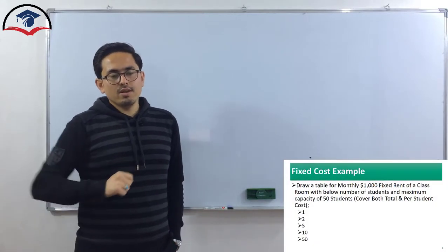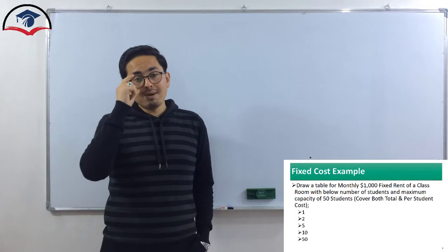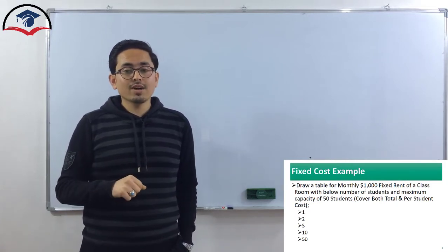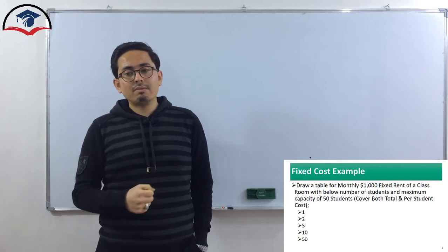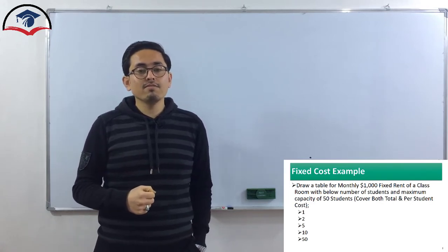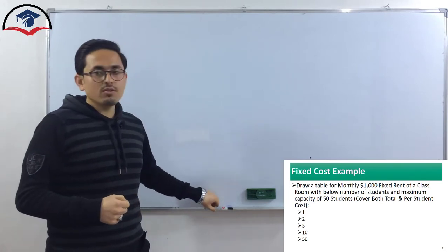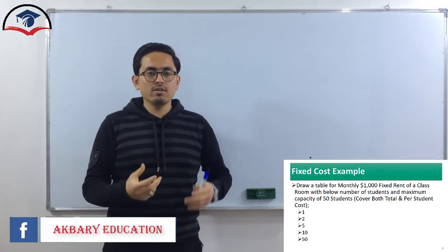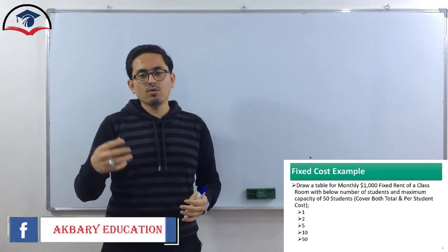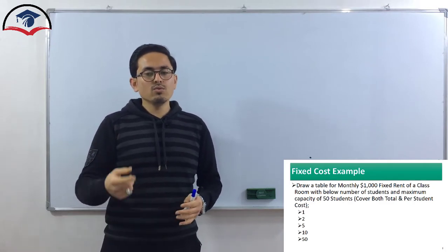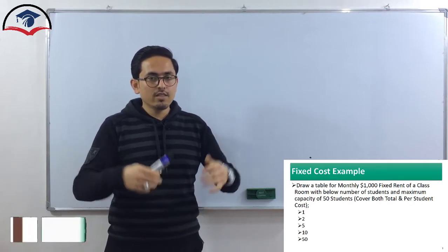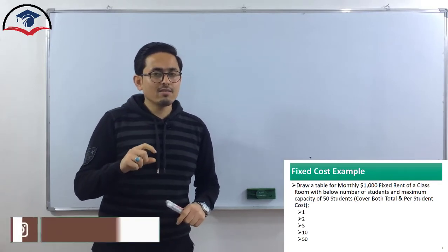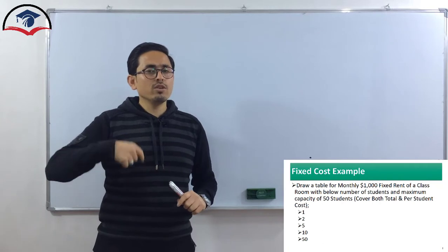Here is an example. It says draw a table for monthly $1,000 fixed rent of a classroom with the below number of students and maximum capacity of 50 students. So what we're going to do, we will draw a table to cover both the total and per unit basis for 1 student, 2, 5, 10, and 50. The capacity of this class is 50. Of course, the capacity is limited and it will shift to a new class.